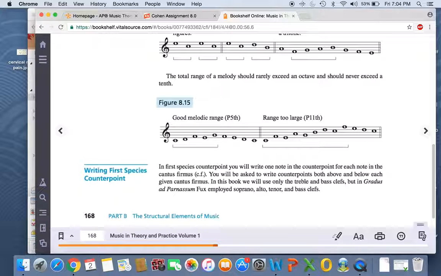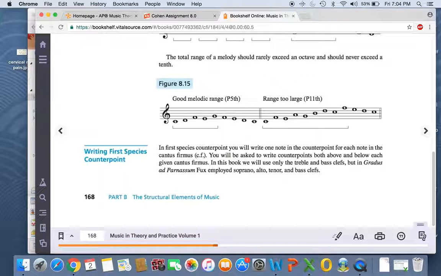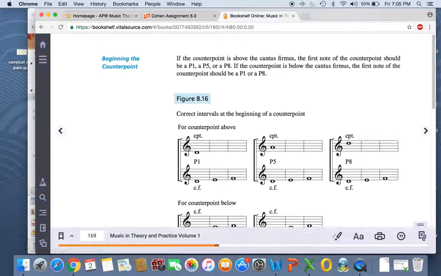The total range of a melody should rarely exceed an octave and should never exceed a tenth. So this range of a fifth here is beautiful. This from a C all the way up to an F, that's an 11th, that's too much. It's going to be marked wrong. In this first species, you will write one note, well, it's 1 for 1. One note species, one note counterpoint. Never mind all that, that's reading, it's good stuff.